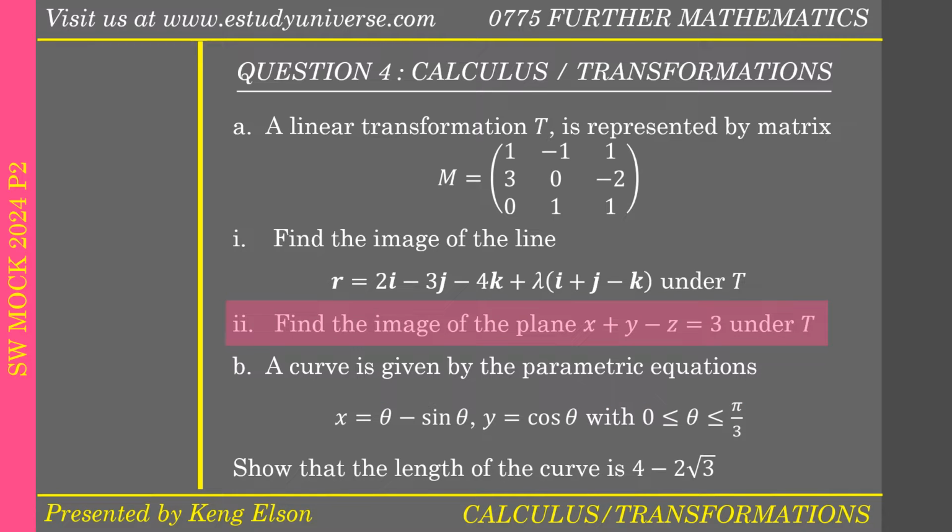Okay, so the question reads: a linear transformation T is represented by this matrix. Find the image of the line under the transformation T. Find the image of the plane under the transformation T.